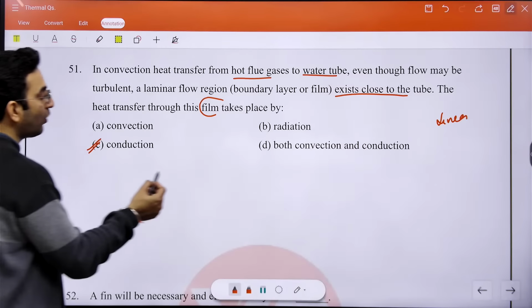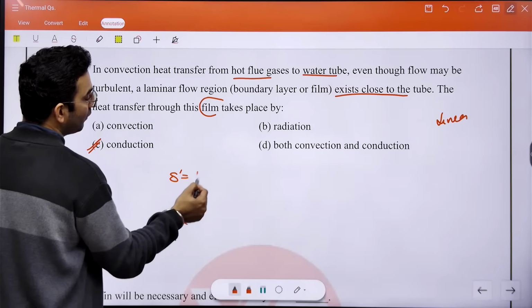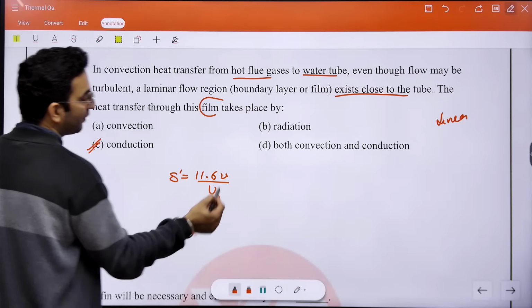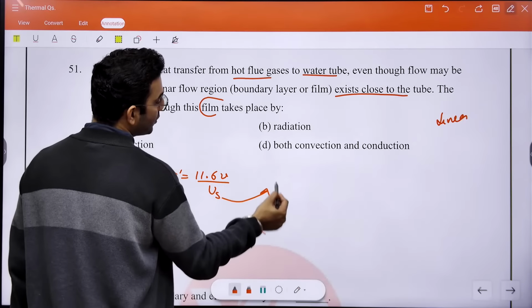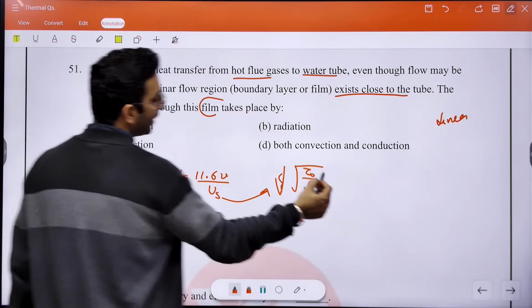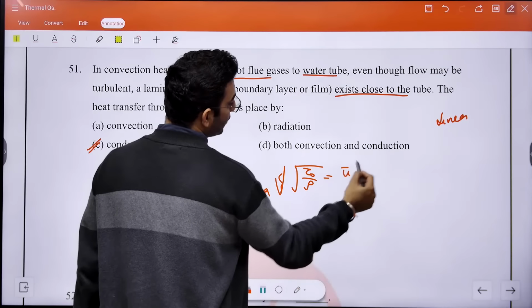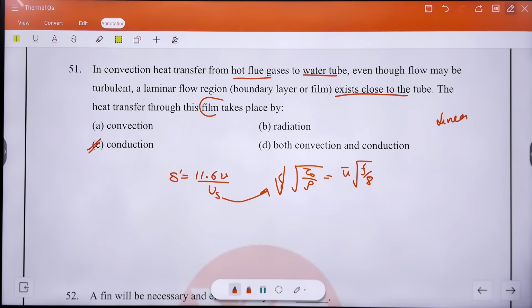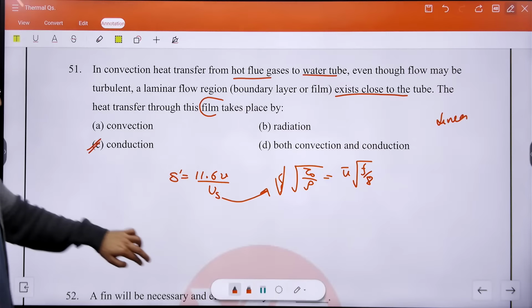Okay, and how do you quantify the laminar sublayer? We have a formula of 11.6 times kinematic viscosity divided by shear velocity here. What is shear velocity? Under root of maximum shear stress divided by density, or average velocity times root of f by 8 here. So that is the formula of the laminar sublayer.